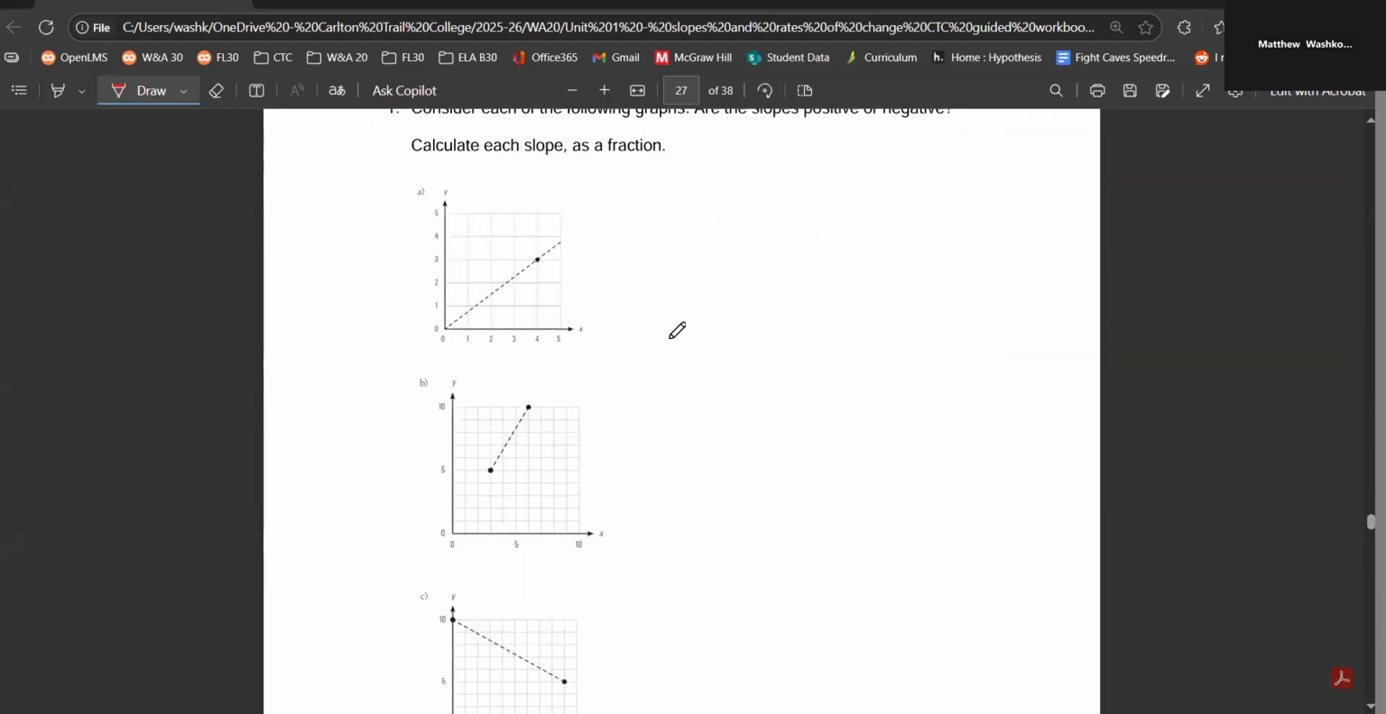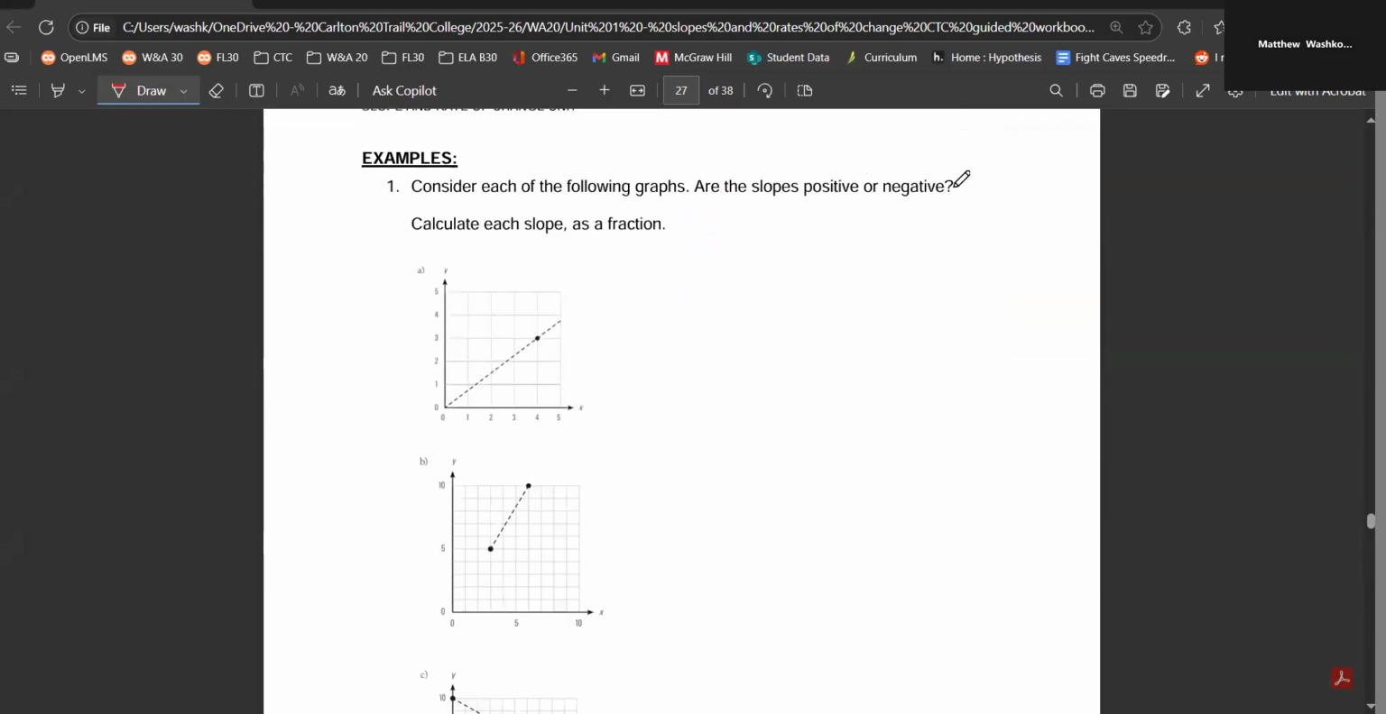All right, so let's do a couple of examples. This is asking a couple things. 1, is the slope positive or negative? And then 2, find the slope as a fraction. Now, the fraction here is important. You are always going to be bringing stuff into fractions when you can, okay? So starting out here, how do I, first off, find if the slope's positive or negative? Read it from left to right. As I read this graph from left to right, it goes up. So this one is positive.